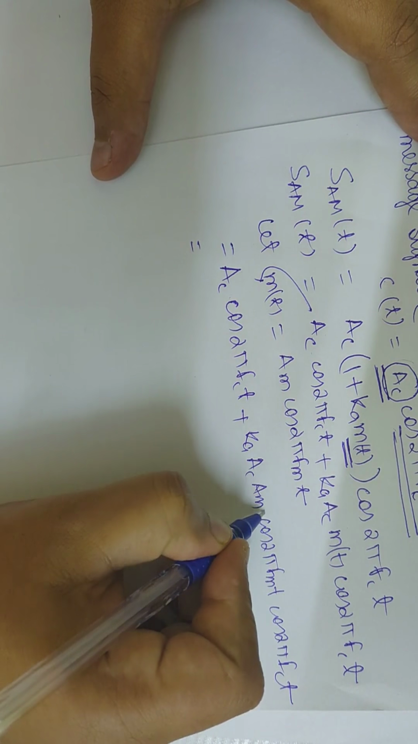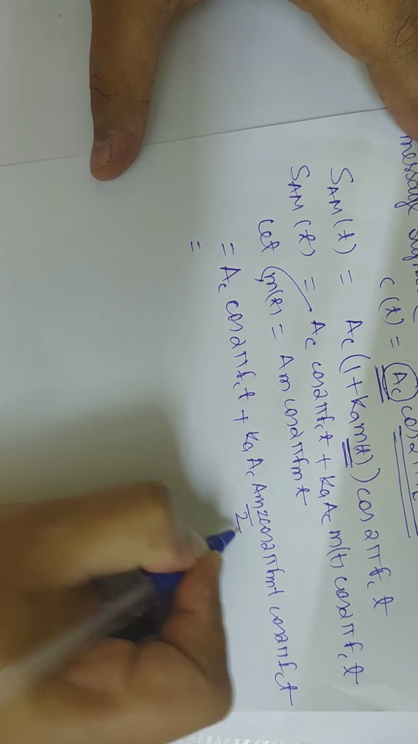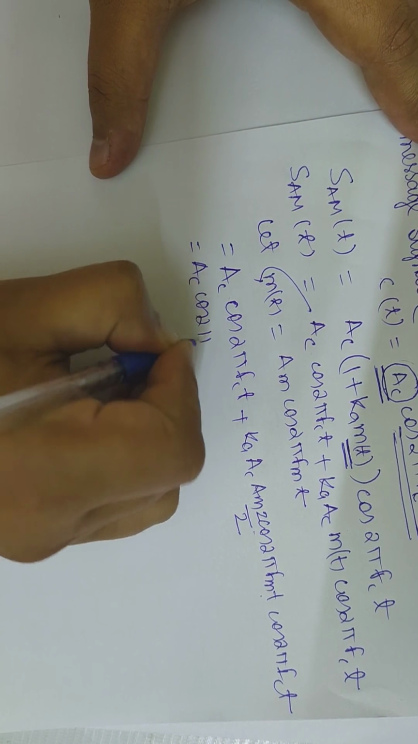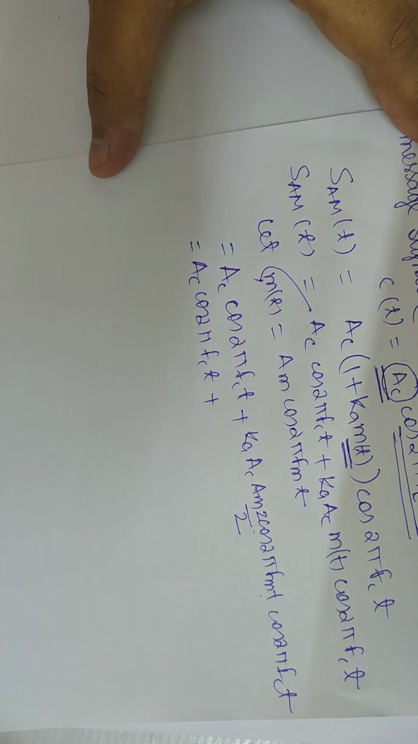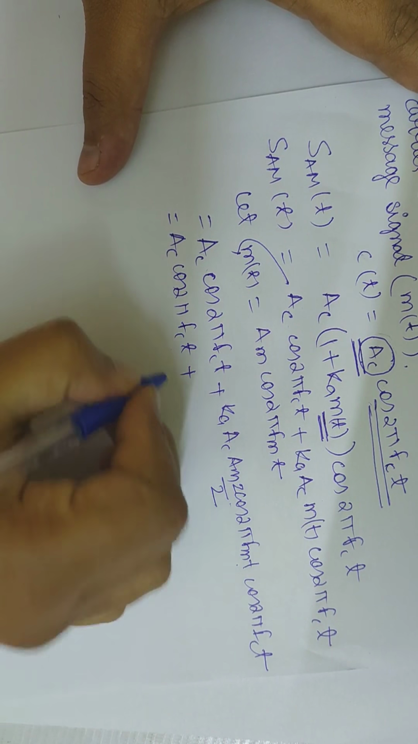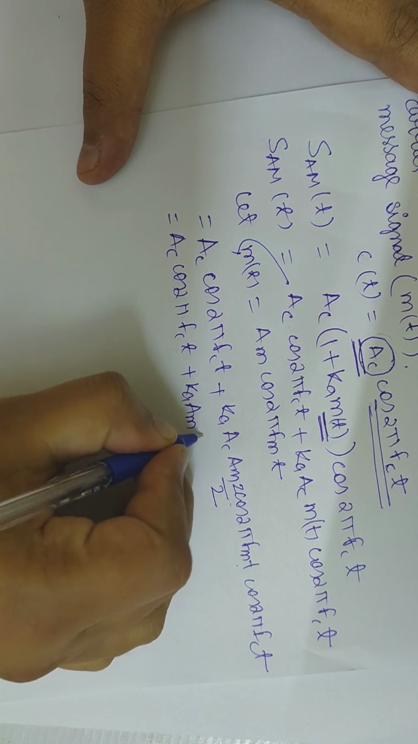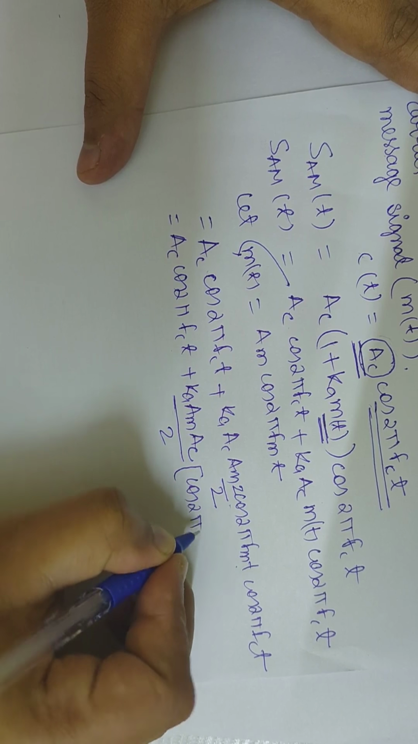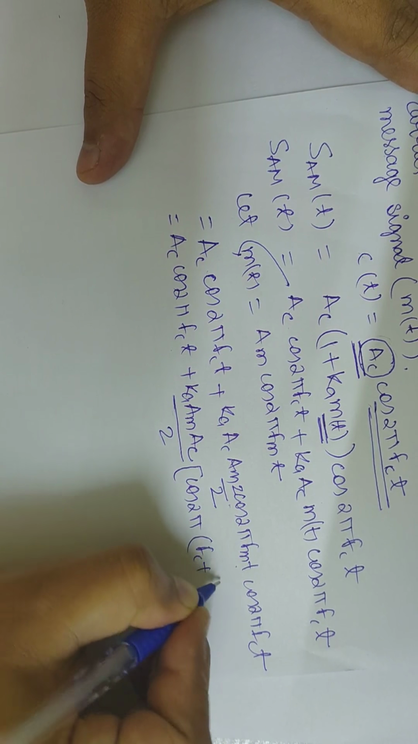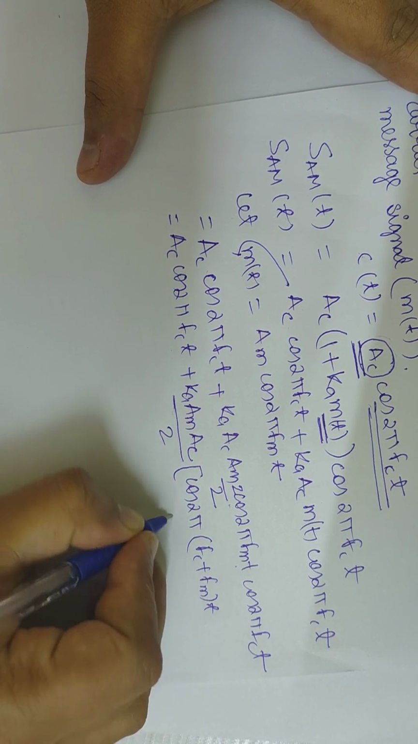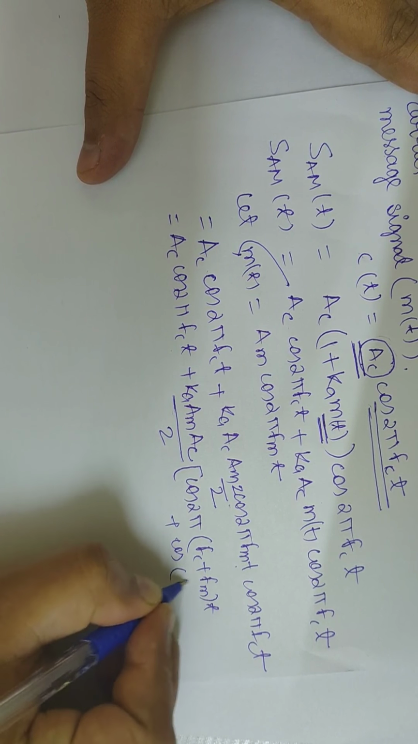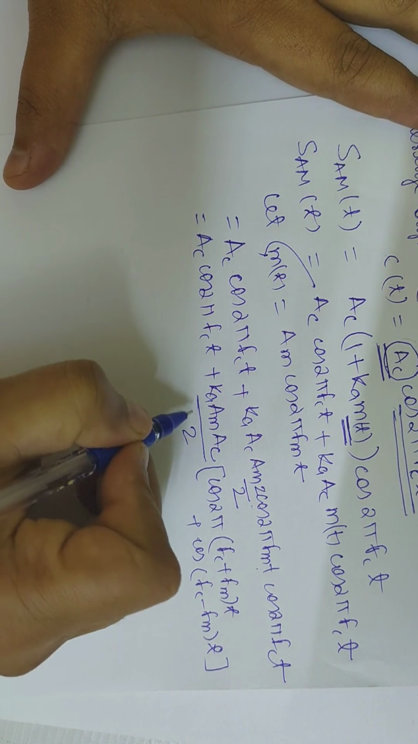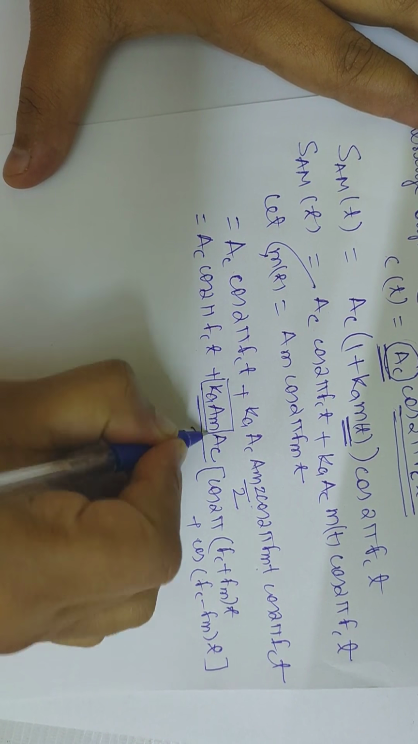Now let's multiply by 2 and divide by 2. We know that 2 cos A cos B is cos(A plus B) plus cos(A minus B). So we get Ka Am Ac by 2 times cos 2 pi (fc plus fm) t plus cos 2 pi (fc minus fm) t. Now here we will use one more constant.